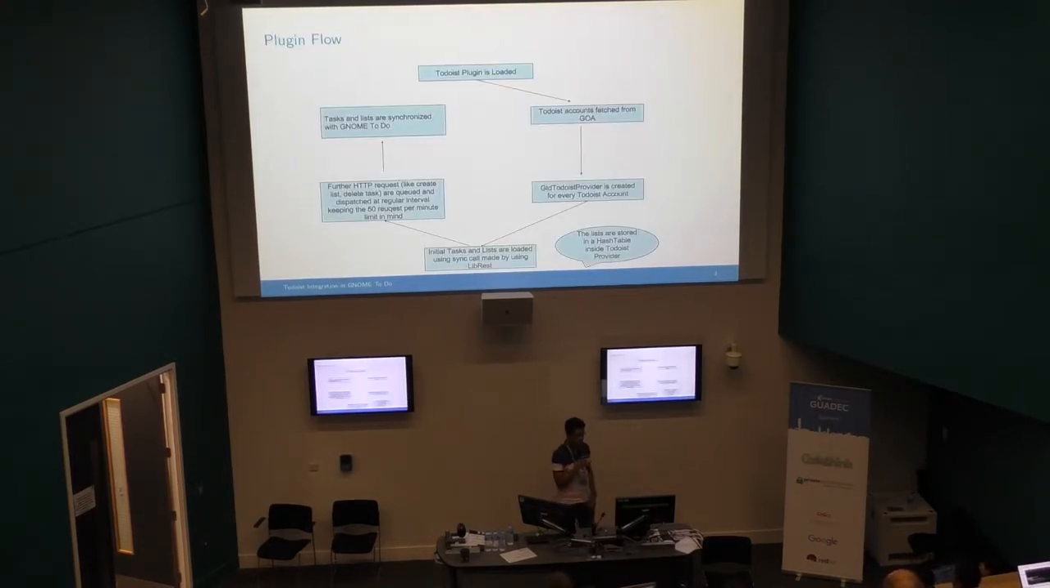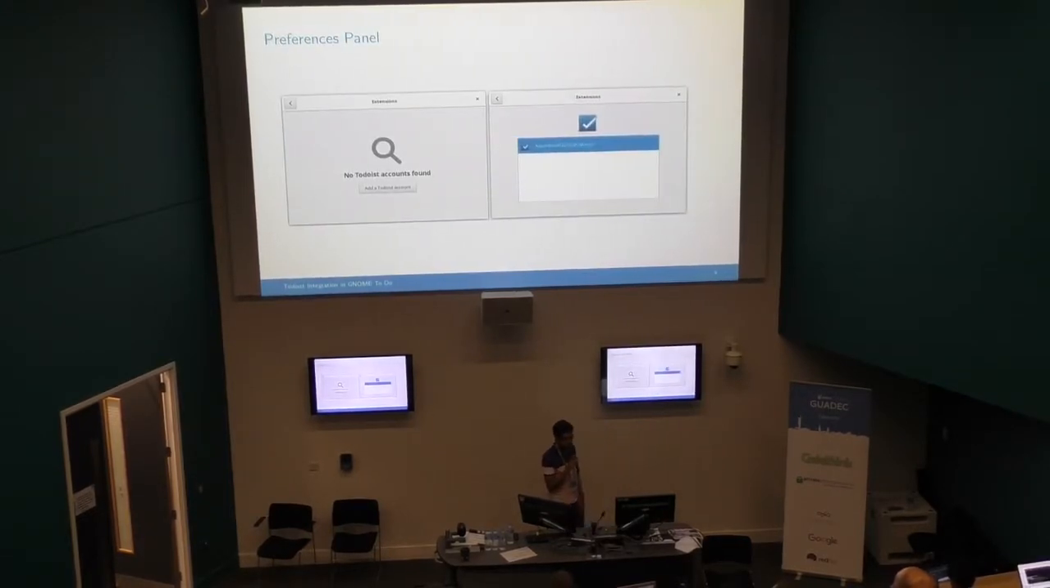So this is basically how the plugin works. First, when you switch on the plugin, all the Todoist accounts are fetched from the Goa. Then a Todoist provider is assigned to every Todoist account, which does all the rest of the work for sending post requests and creating tasks and every other local change. So this is how the preferences panel looks. On the right side, it shows all the accounts that there are for Todoist. And if you don't have any Todoist account already loaded inside Goa, the left image is shown.